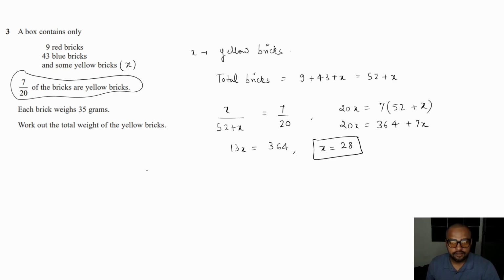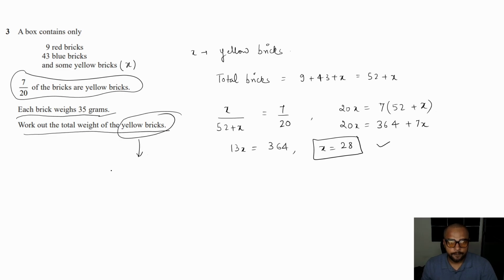So the value of x is 28. So we have got the number of yellow bricks, that is 28, students. Now the question continues. They have said that each brick weighs 35 grams, so work out the total weight of the yellow bricks. We need to see what the weight of the yellow bricks will be.